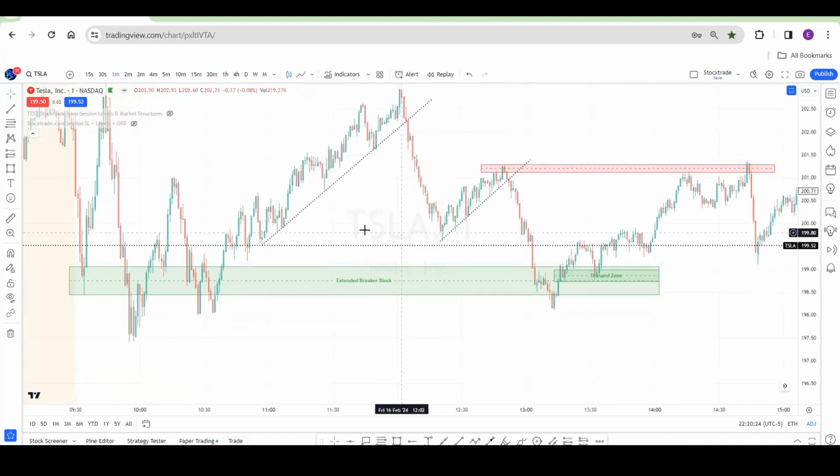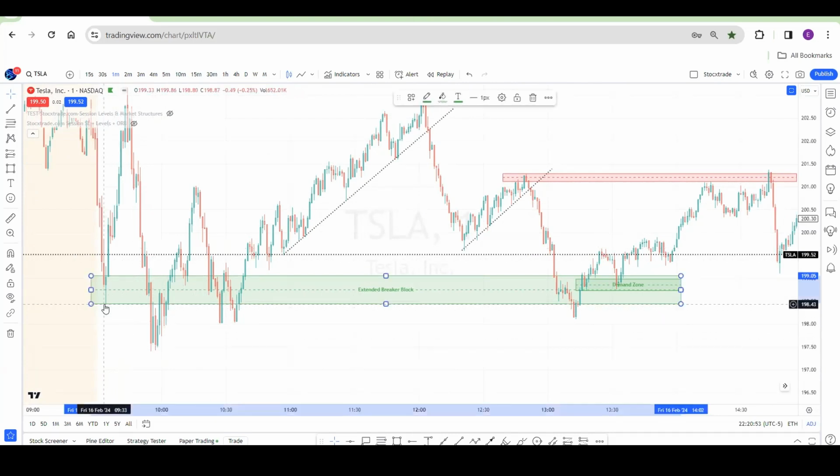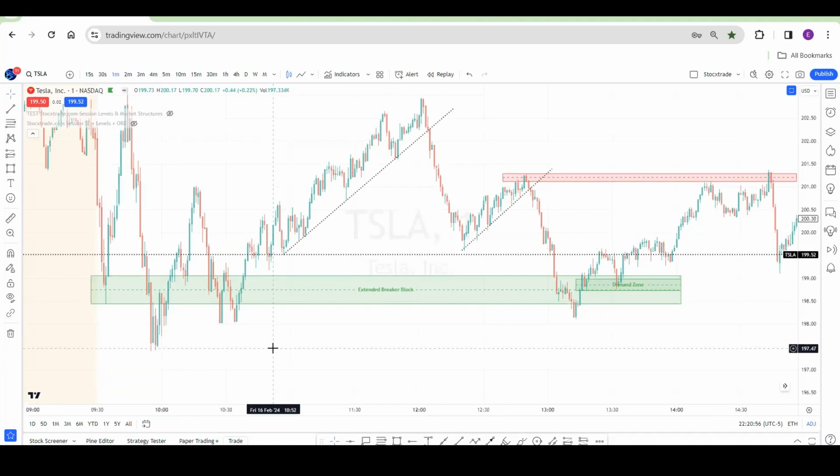Just search extended breaker block and tell me how many videos there are. So how did this become extended? Specifically, because this was the second lower high before the lowest one. This is the lowest one and this is the second last. If I just search on YouTube, extended breaker block.